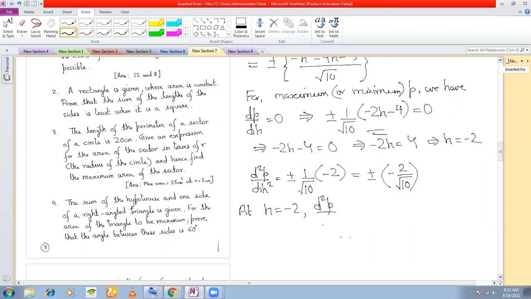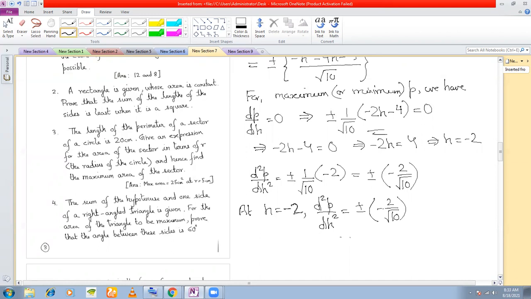d2P dH2 remains the same. That is plus or minus 2 by root 10. Now see, there are two signs, the plus sign and the minus sign. So which sign should I take? Any sign that you take, it will remain as your h is equal to minus 2.